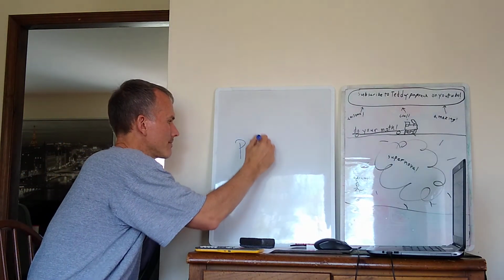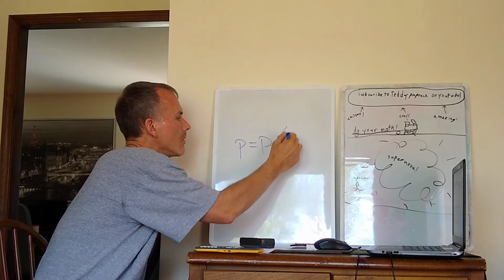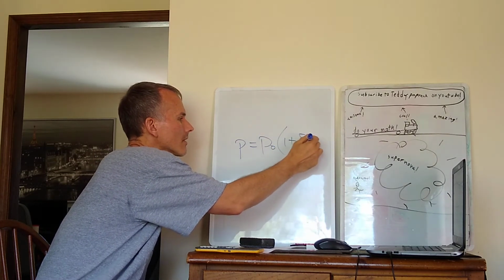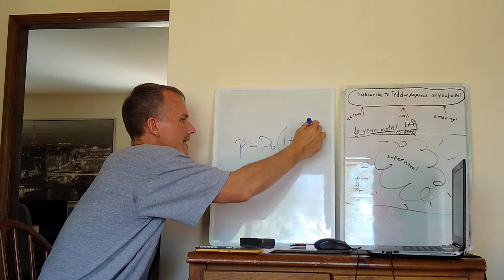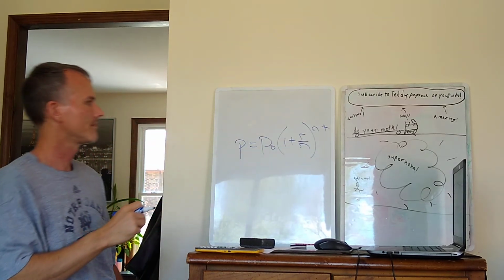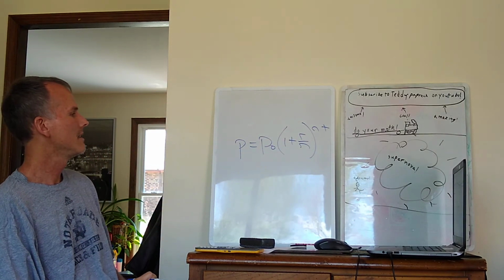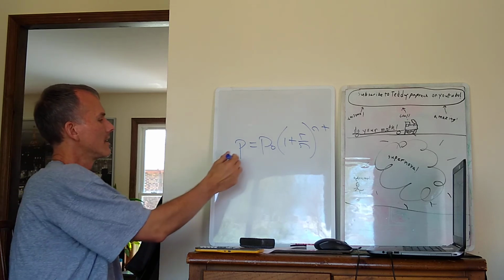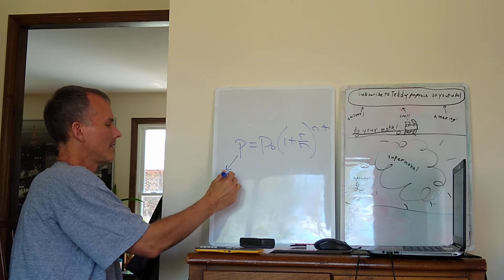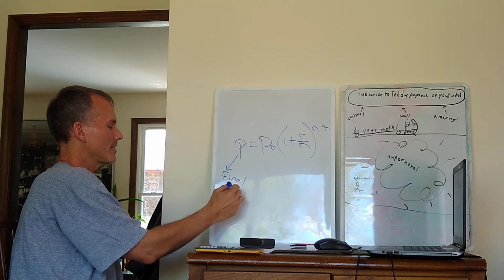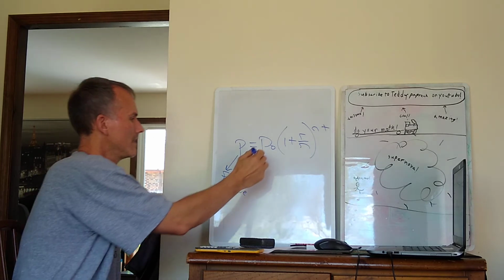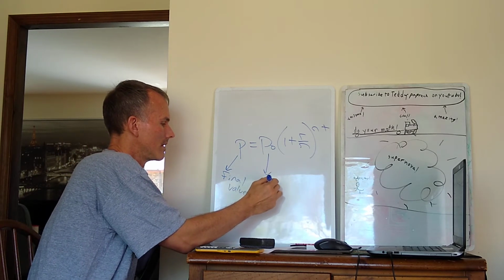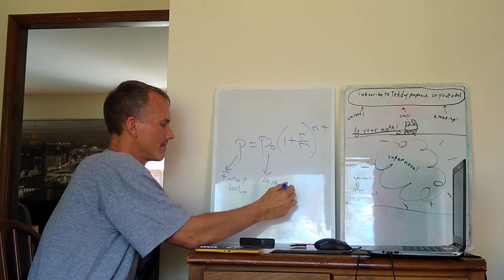A equals P naught times (1 plus r over n) to the power nt. So we'll talk about what each one of these symbols represents. This is your final value. This is your initial value.